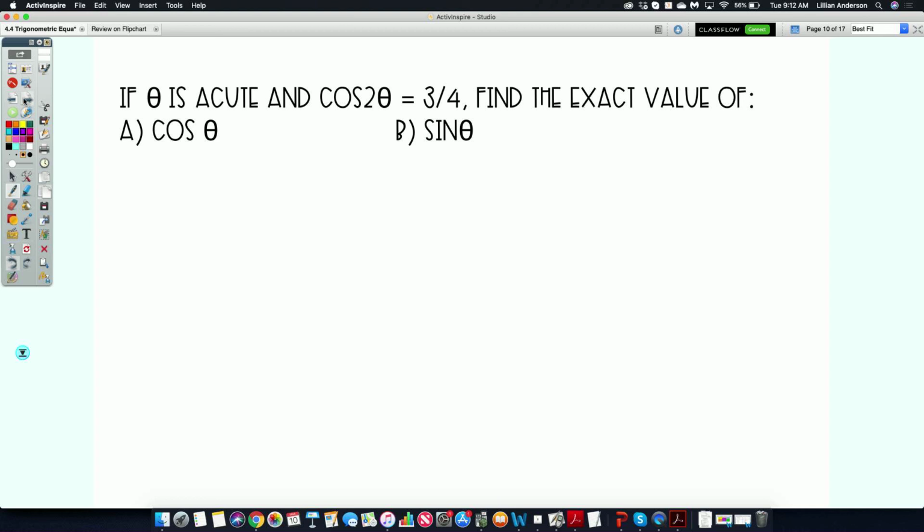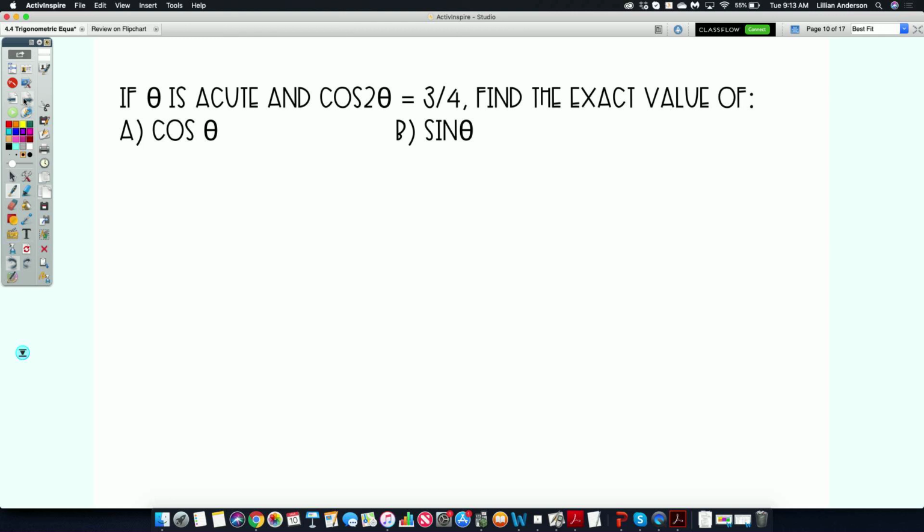All right. If theta is acute and cosine 2 theta is equal to 3/4, we want to find the exact value of cosine theta and sine theta. Okay? You've seen this terminology before. If theta is acute, it's in the first quadrant, which means the sine and cosine in the first quadrant are both what? Positive. Okay? Hand back your homework, you're going to see that some of you guys made a mistake on that particular question that had that in there.